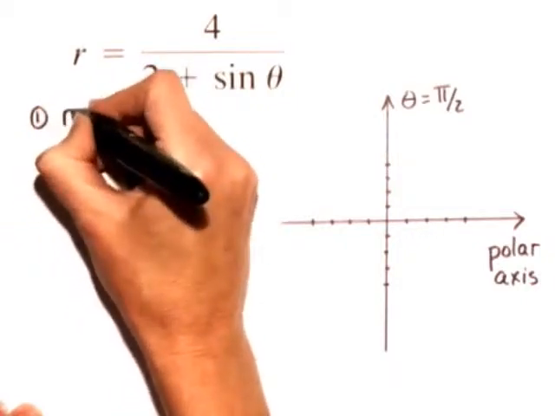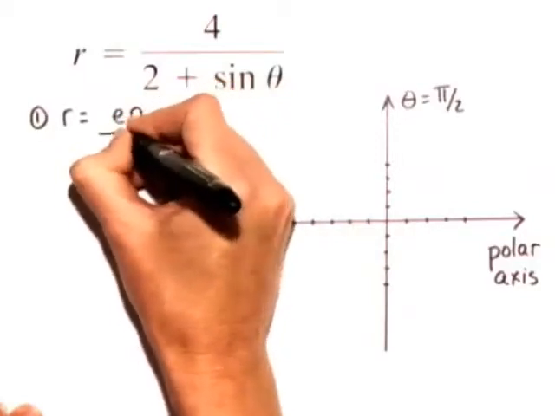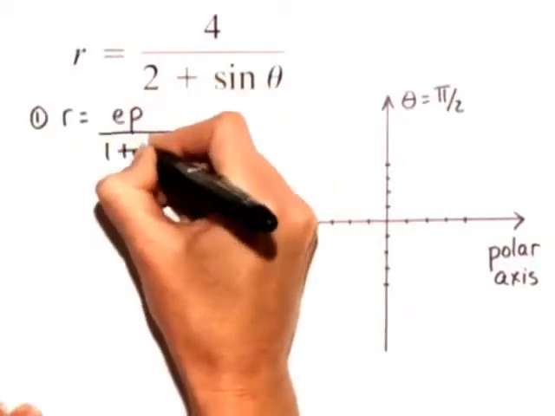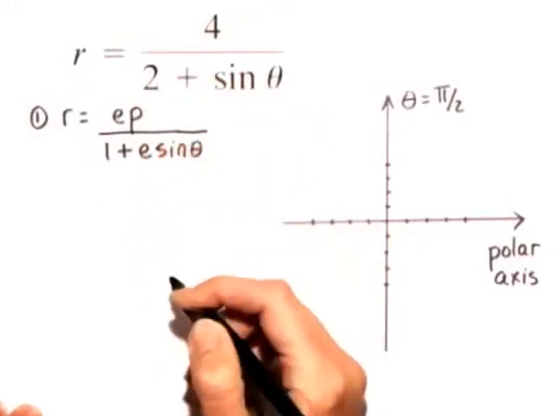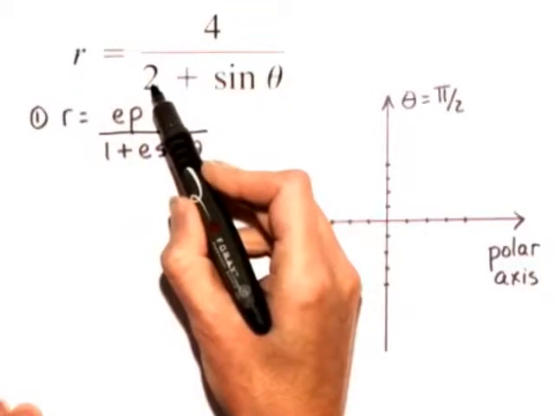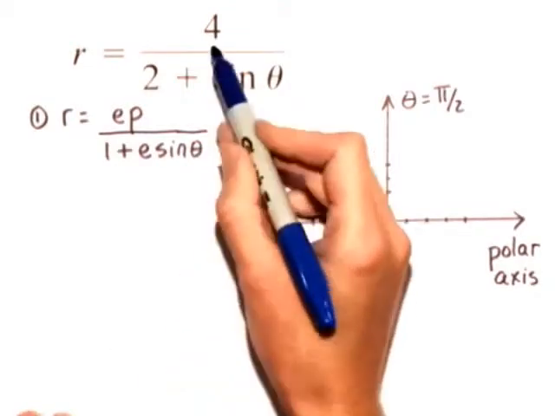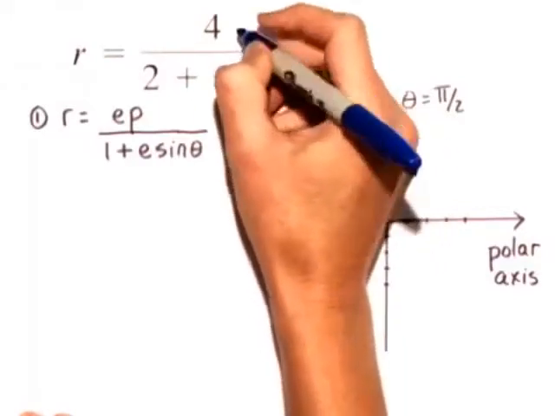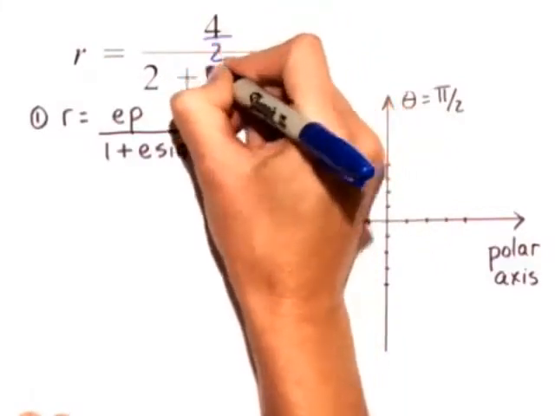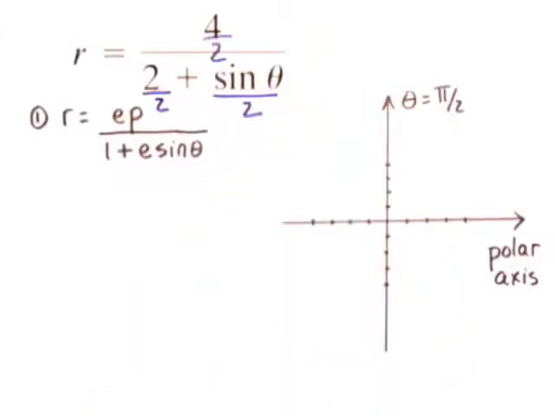Standard form will be r is equal to ep over 1 plus e sine theta. This is not in standard form because the constant 2 needs to be a 1. So in order to get it in standard form, we'll take each term of the original equation and divide it by 2 on the right-hand side. So we'll have 4 over 2, 2 over 2, and sine theta over 2.